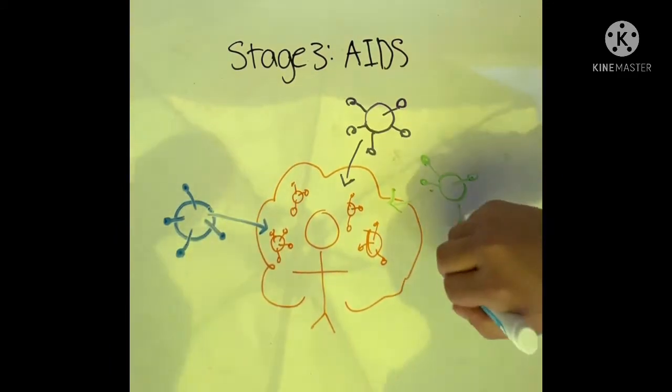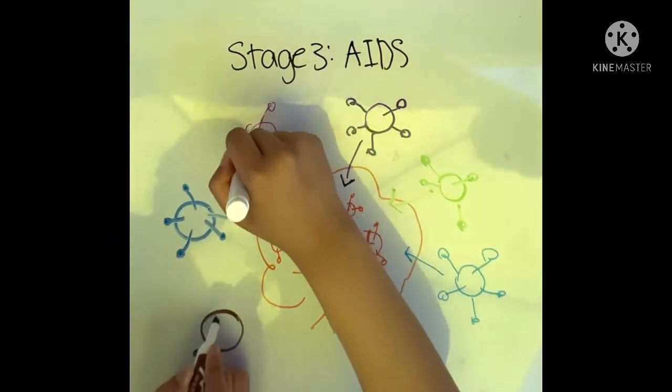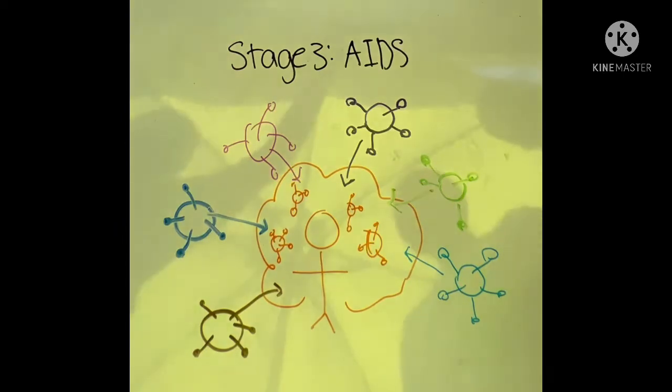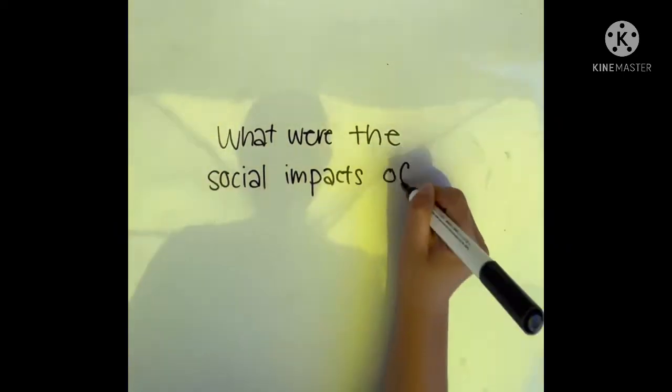People can have a very high viral load during this stage, and most die within 3 years if they do not have the treatment available to them. What were the social impacts of HIV/AIDS?